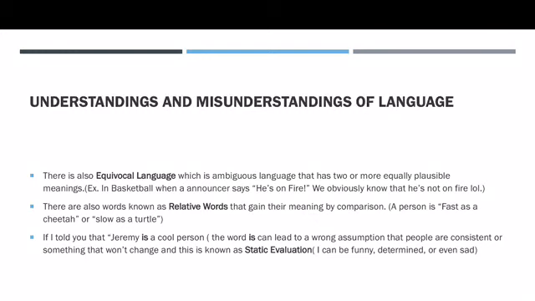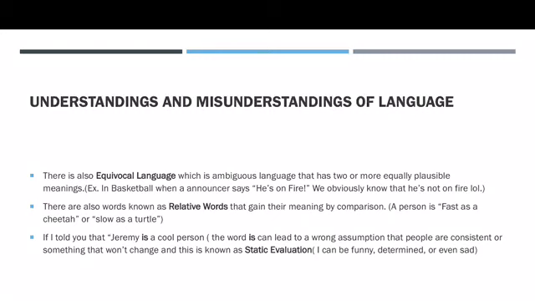There is also equivocal language, which is ambiguous language that has two or more equally plausible meanings. So, for example, in basketball, when an announcer says, oh, he's on fire, that doesn't literally mean that the guy is on fire. It means that certain individual is on a hot streak. We think of fire as being hot, but it doesn't mean he's actually on fire. So that's when equivocal language comes into play.